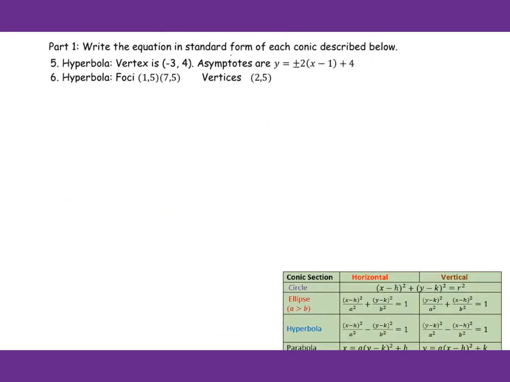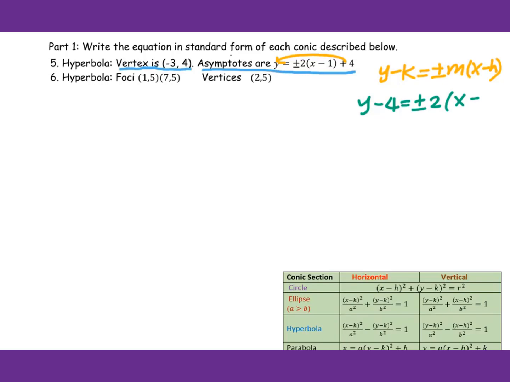Now let's go to number 5, hyperbola. Vertex is negative 3, 4. Asymptote line is this one. For this asymptote line, I want to change it into the y minus k equals plus or minus the slope times x minus h pattern. Therefore, I move this 4 to this side. You will get y minus 4 equals plus or minus 2 times x minus 1, which means that HK will be 1 and 4.